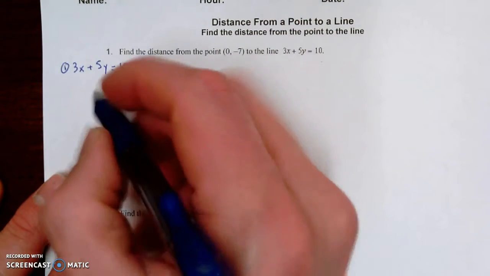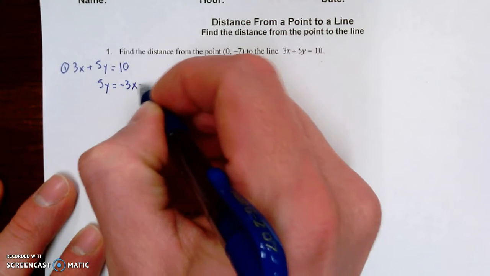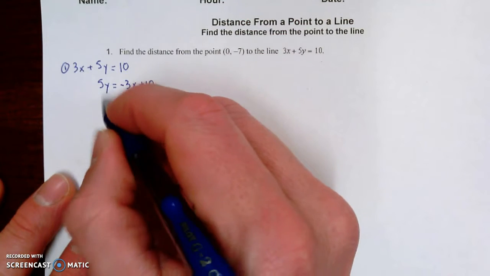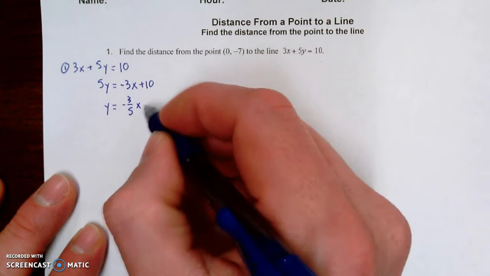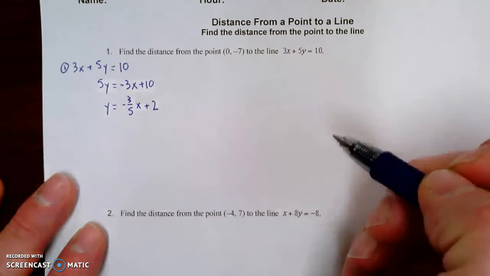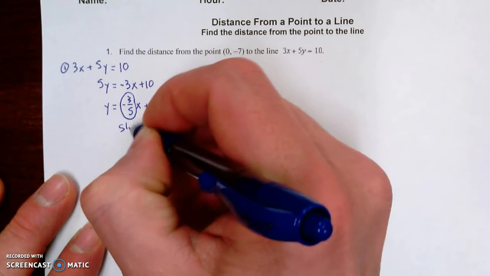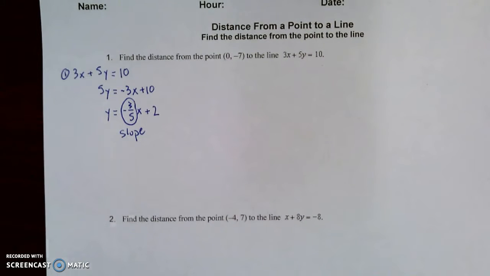I'm going to subtract 3x from both sides, and that gives me 5y equals negative 3x plus 10. Then I'm going to divide by 5 on both sides, so that gives me y equals negative 3/5 x plus 2. And this is my slope. So I found my slope. So when I go to do my perpendicular line, I will flip that slope upside down and change it, in this case, to positive. So I want you to just pause the video for a second, and try the next one right here on your own.